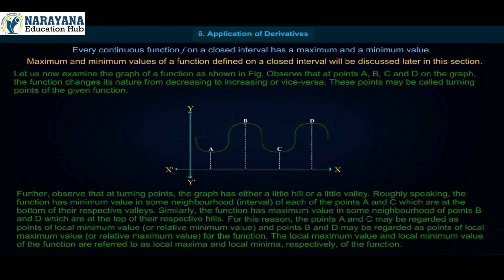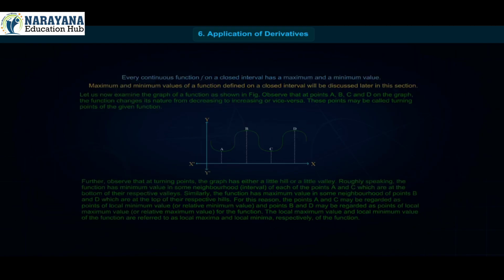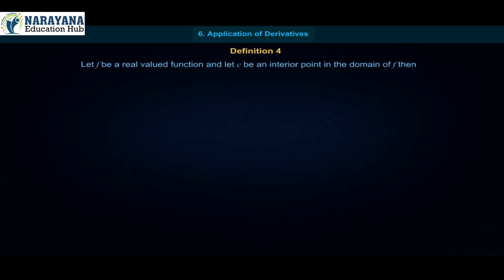The local maximum value and local minimum value of the function are referred to as local maxima and local minima respectively of the function. Definition 4. Let f be a real valued function and let c be an interior point in the domain of f, then A.